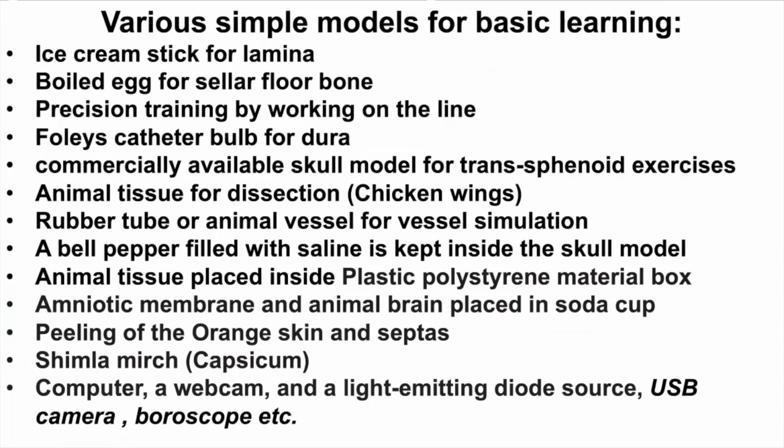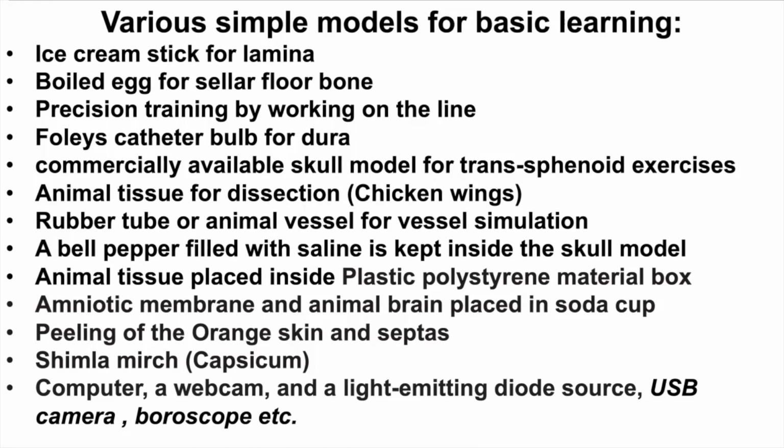So to summarize, the various simple models for basic learning in endoscopy can be an ice cream stick for simulation of the lamina, a boiled egg for sellar floor drilling, precision training by working on a predetermined line, and a Foley's bulb for dura. One can also use commercially available skull models for transsphenoidal exercises. Animal tissue can be used for dissection. One can use chicken wings. Rubber tube or the animal tissue can be used for vessel simulation.